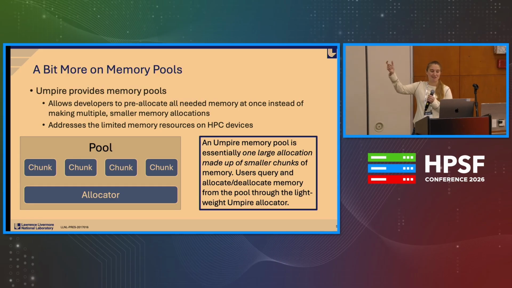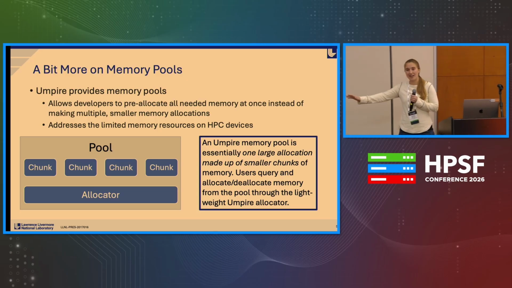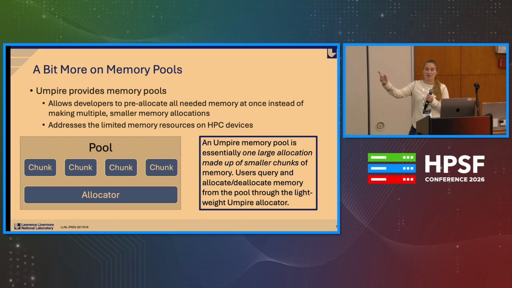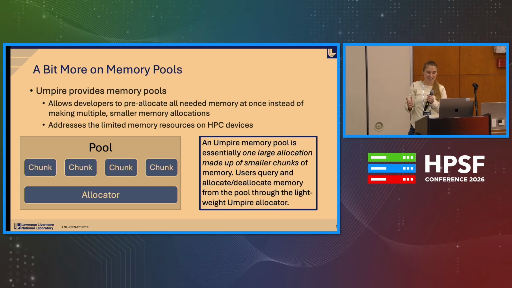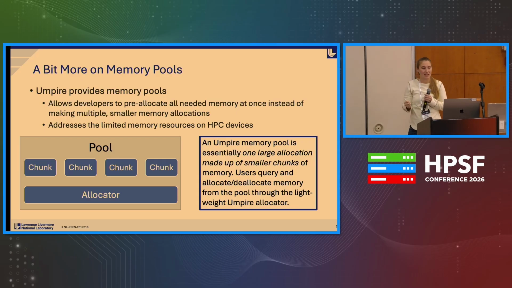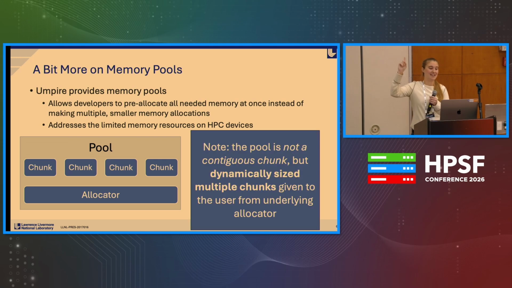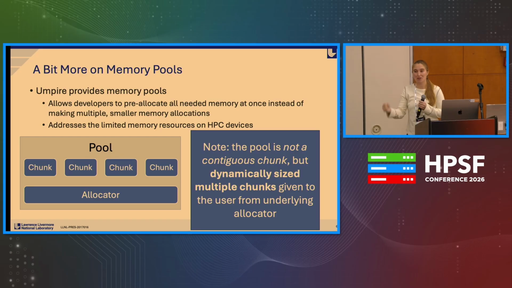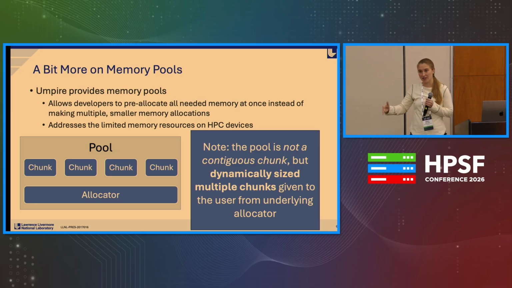I have this little graphic that tries to show you have your underlying allocator, and then there are these chunks of memory that you can allocate. In that little blue box, the memory pool is essentially one large allocation made up of smaller chunks of memory, and as a user, you can query that, and you can allocate and deallocate memory from that pool. But importantly, the pool is not a contiguous chunk, but dynamically sized multiple chunks. And as you allocate and deallocate, that pool will grow and shrink.